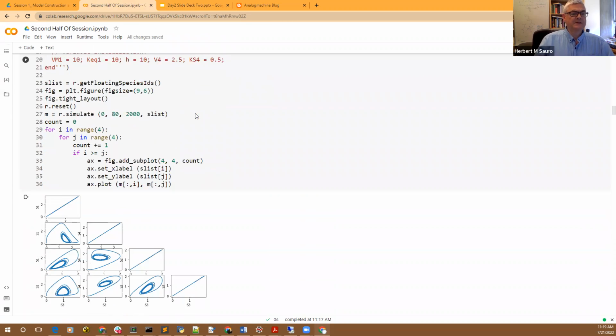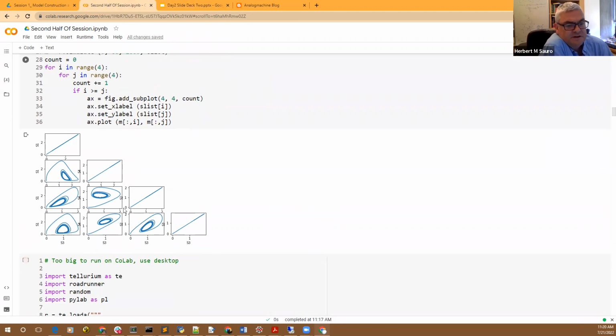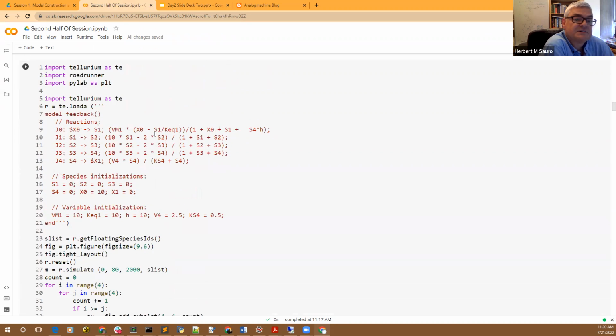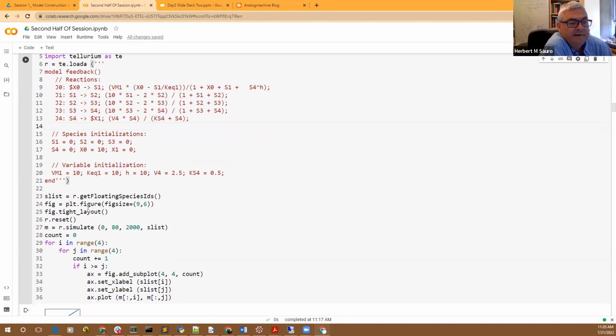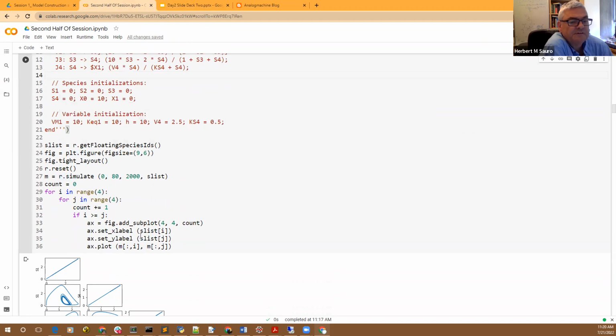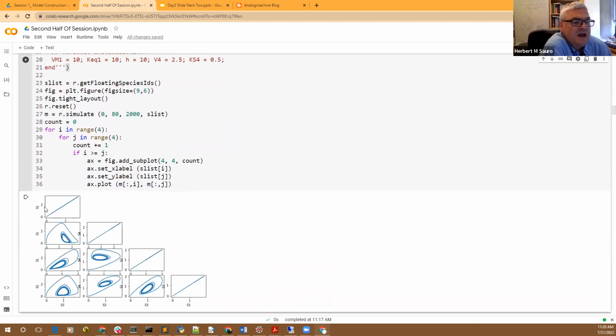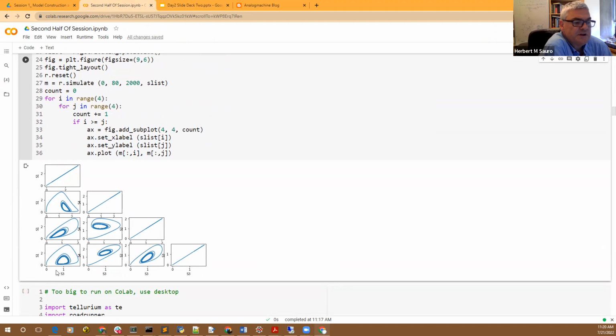Oh yeah, here we go. So you can generate fancy looking phase plots like this. This is the oscillating model again, very similar, but notice it's slightly different. We've got the same number of steps. And what I'm doing here is plotting a phase plot, plotting every species against every other species. So I'm plotting S1 against S3, S1 against S4.